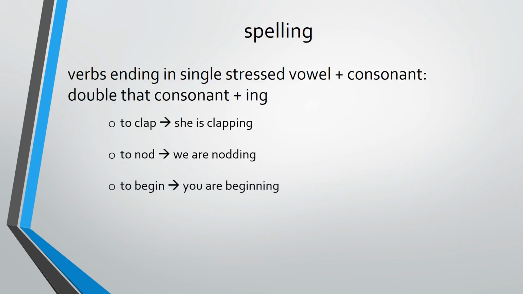But to begin, there are two vowels, so then you really need to listen which one of them is stressed. To begin, clearly, is the I, and that's why we double the N as well. Okay? Same goes for to expel. I am expelling. The E is stressed, and that's why we double the L. Okay, now you know everything there is to know about the present continuous, and you're ready to do some exercises.